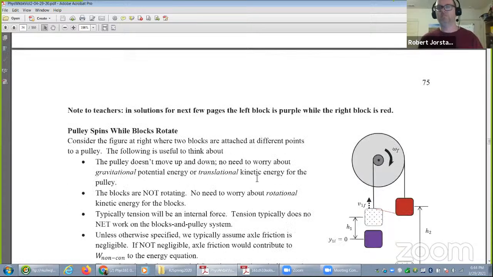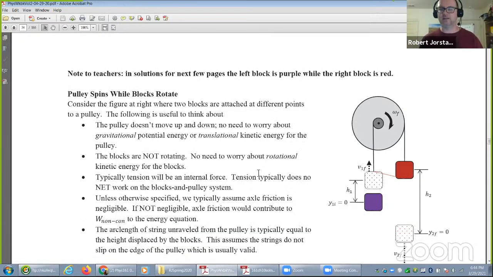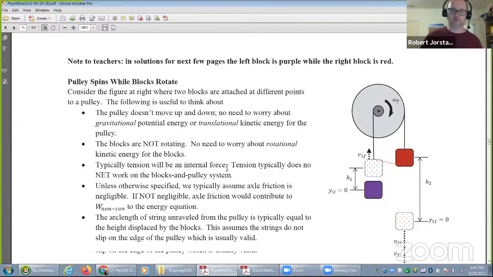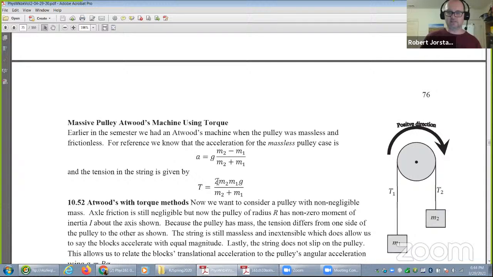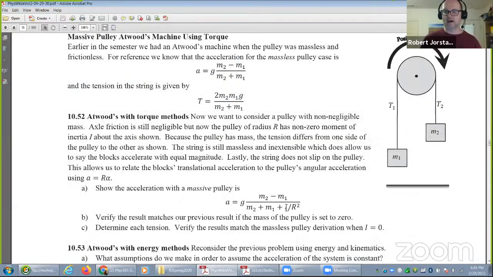What about pulleys? You might be saying, wait a minute, I thought we didn't have to worry about the pulley. Well, let's look at the next one. We'll learn that this is the original Atwood's machine from chapter 5. What if the pulley has non-zero mass? Then its moment of inertia shows up in the equation.